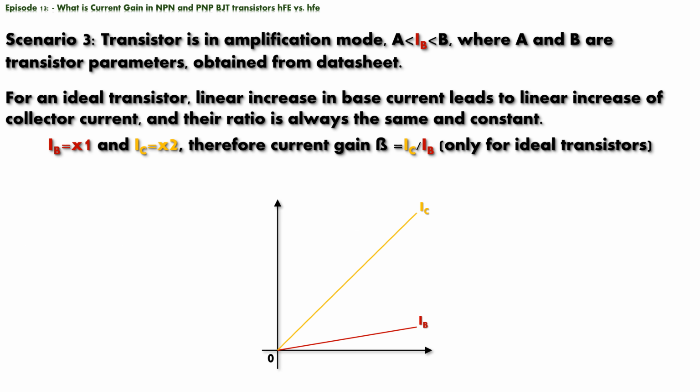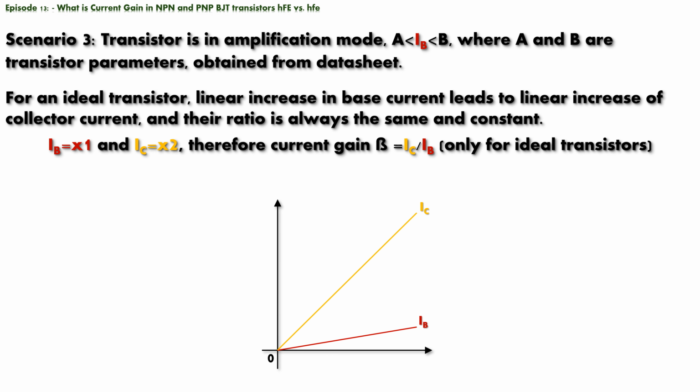Now, the situation becomes clearer when the transistor is in amplification mode. We have learned from previous videos that in amplification mode, the collector current is proportional to base current. To put it simply, when base current goes up, so does the collector current. This next part is very important, so please pay attention.